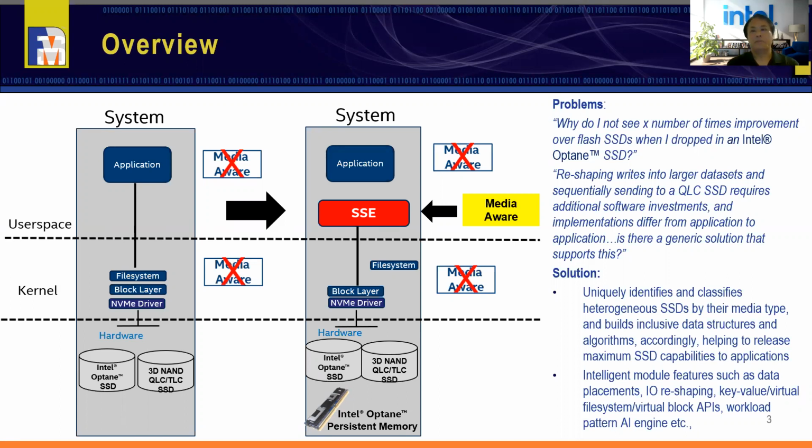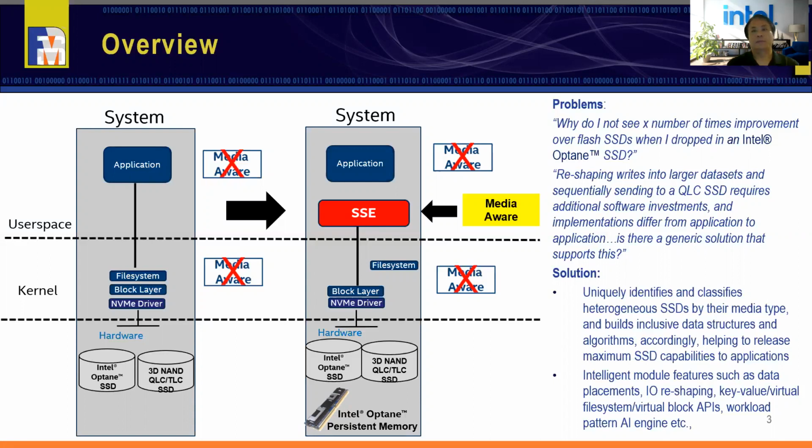We typically see some issues or problems from customers. They're saying, hey, why do I not see X number of times improvement when I plug in Optane and replace the flash SSDs?